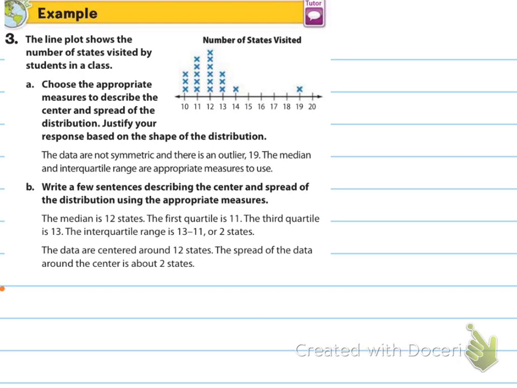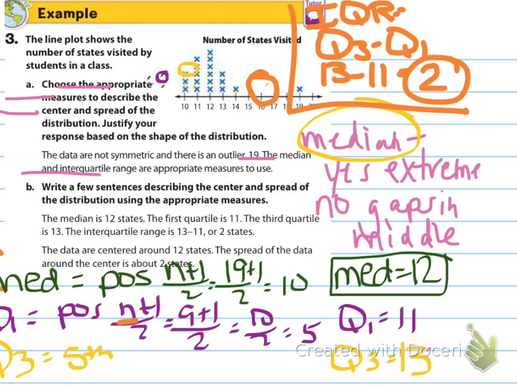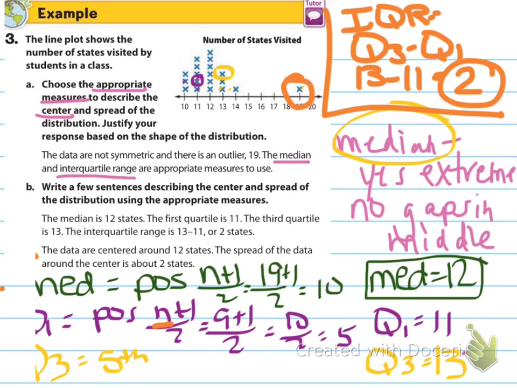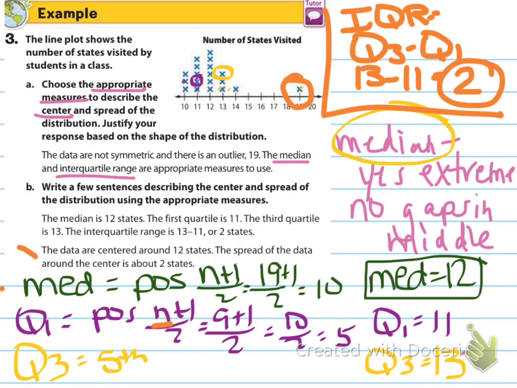I'm going to show the work that I used originally. It's a lot, so it's wonderful. And so here we go. I showed how I found my median by using the position n plus 1 divided by 2. There were 19 altogether, so position 10 was my median. So I found that to be 12. I didn't circle it, sorry.